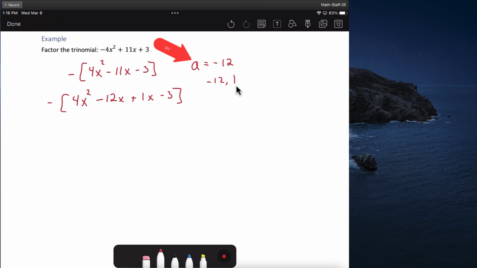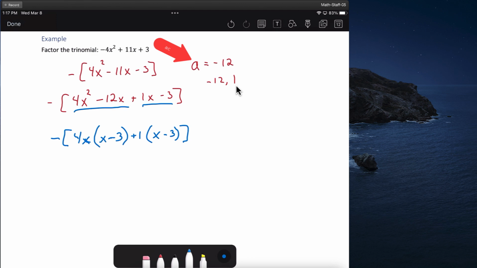Continue the factor by grouping process. Look at the first two terms and factor out the GCF of just those two terms. Keep in mind that there is a negative still out front. So the GCF of 4 and 12 is 4. We also have an x in common. So we're left with x minus 3. Look at the last two. They have nothing in common other than a 1. So we'll just factor out a 1, leaving us with x minus 3.